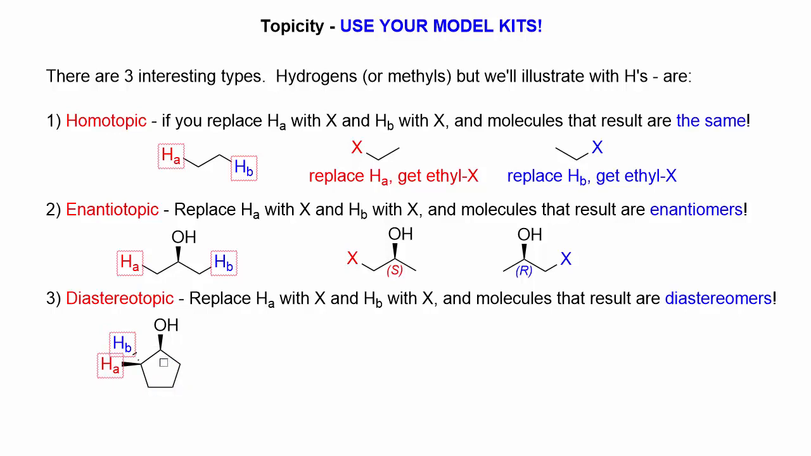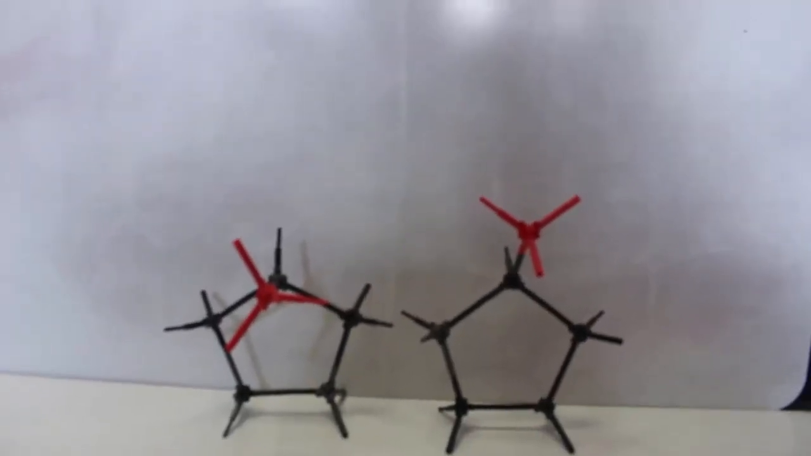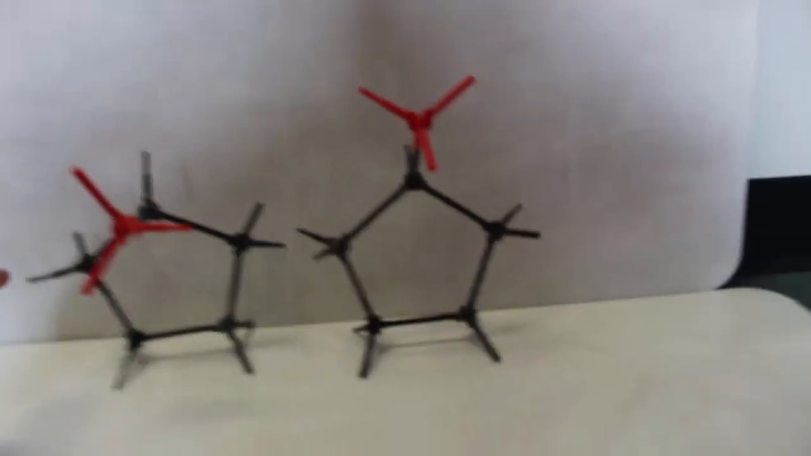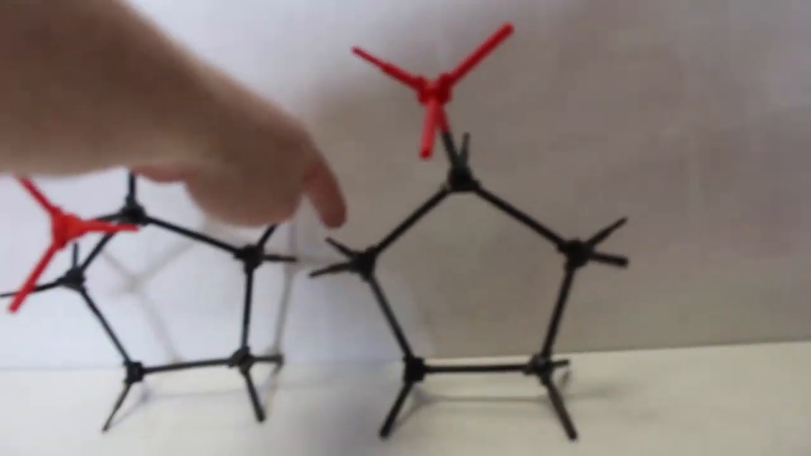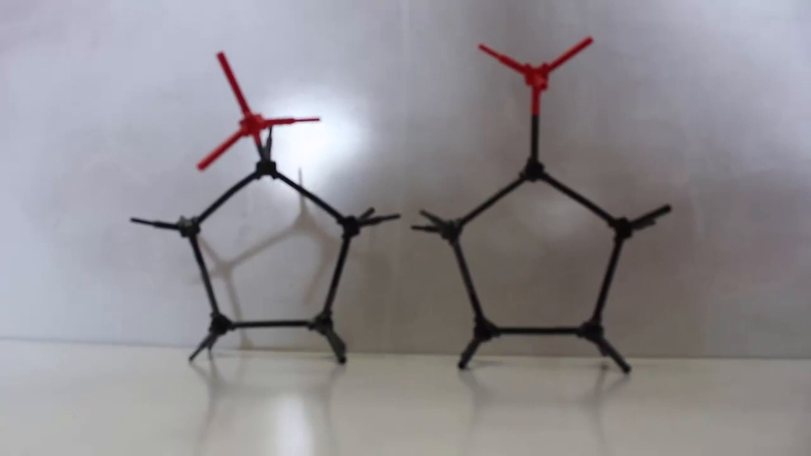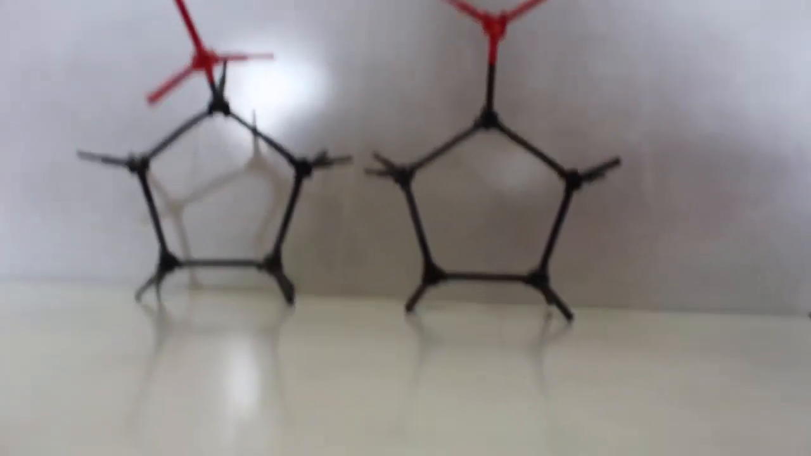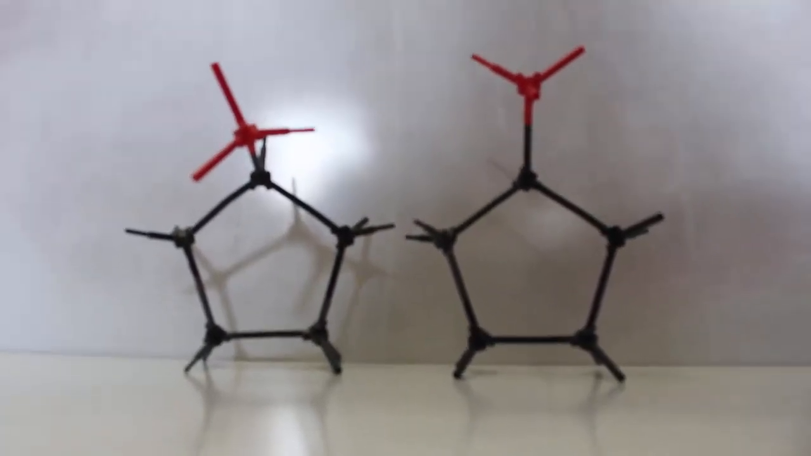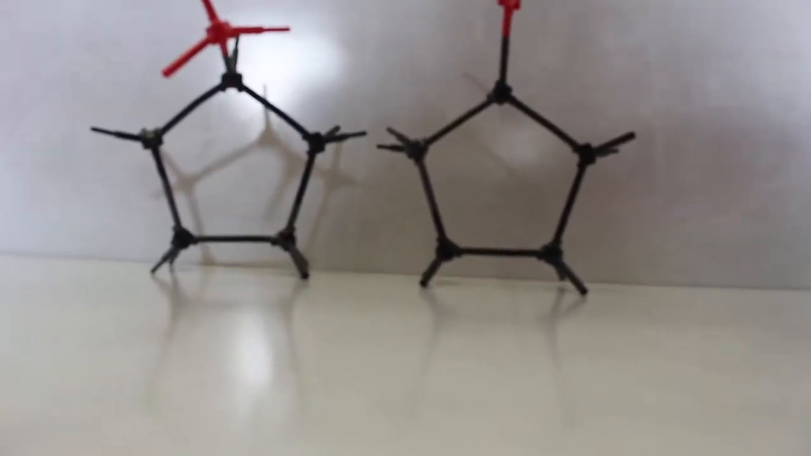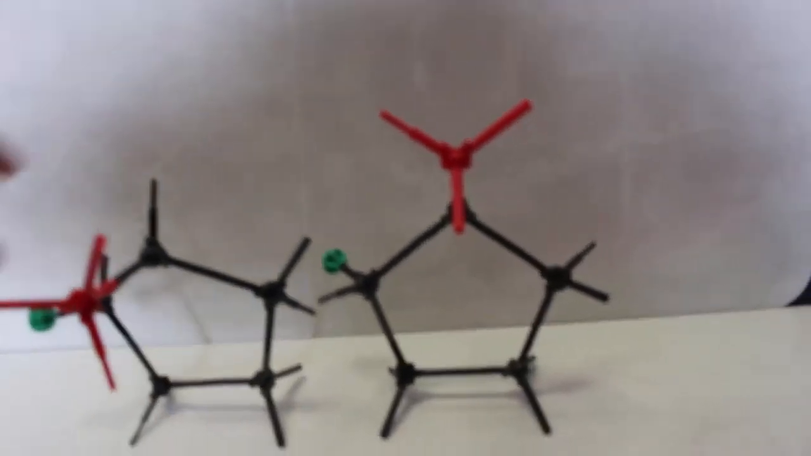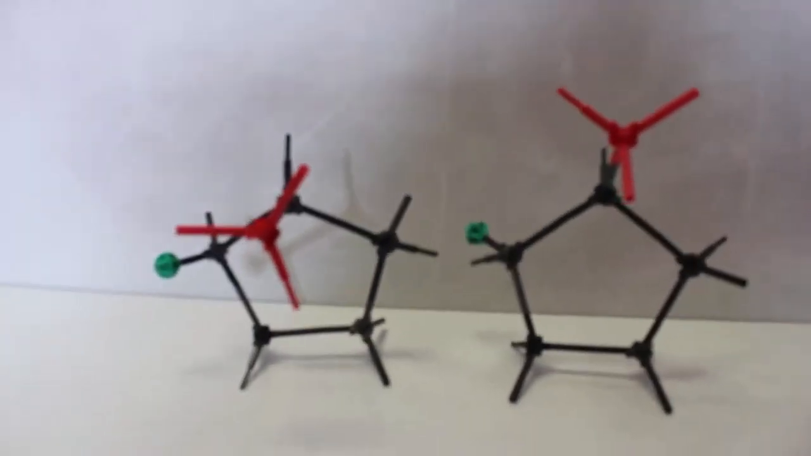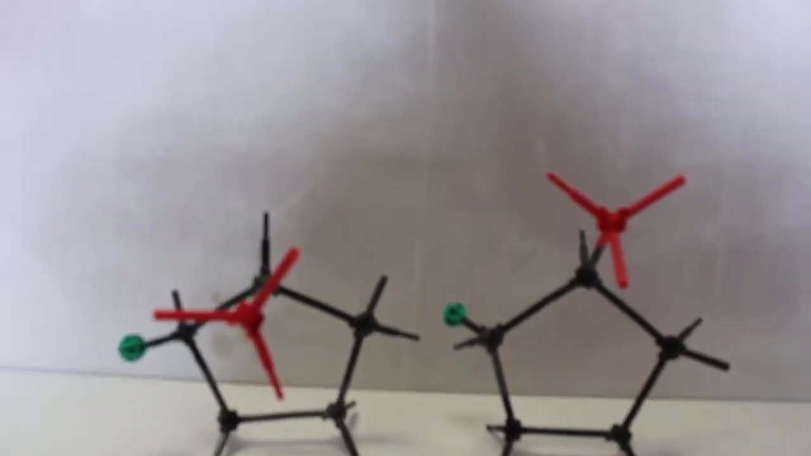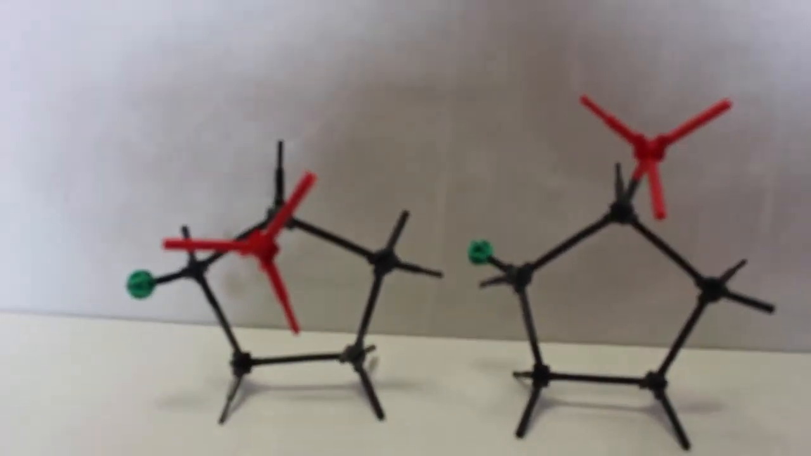Once again, I find it easiest to do this with model kits in hand, but if you must, substitute X for HA, X for HB, and compare what results. Here, the comparison will be between two different cyclopentane molecules, and what we're going to compare is HA versus HB. So once again, you build two identical cyclopentyl alcohol molecules, and then you go ahead and substitute a green ball, or X, for HA and for HB. It's actually easiest, I think, to see that these are diastereomers if you think in terms of which stereogenic centers have stayed the same and which stereogenic centers have changed.